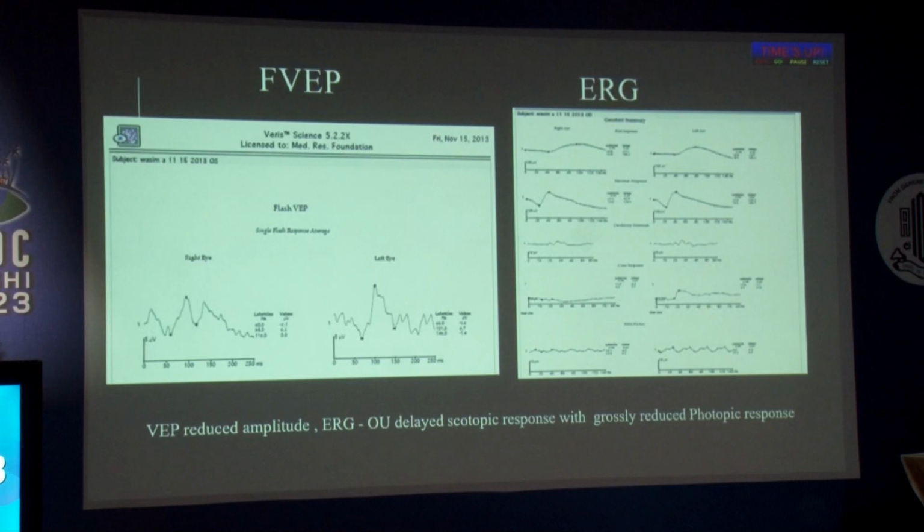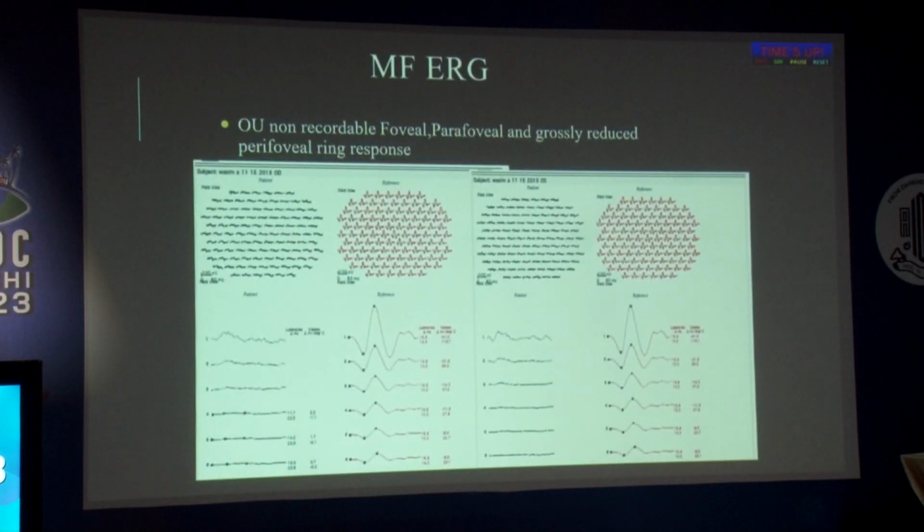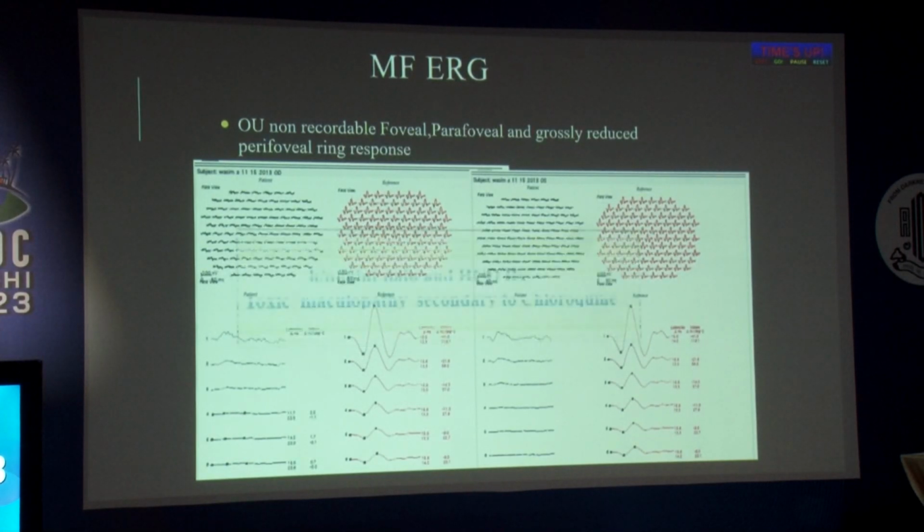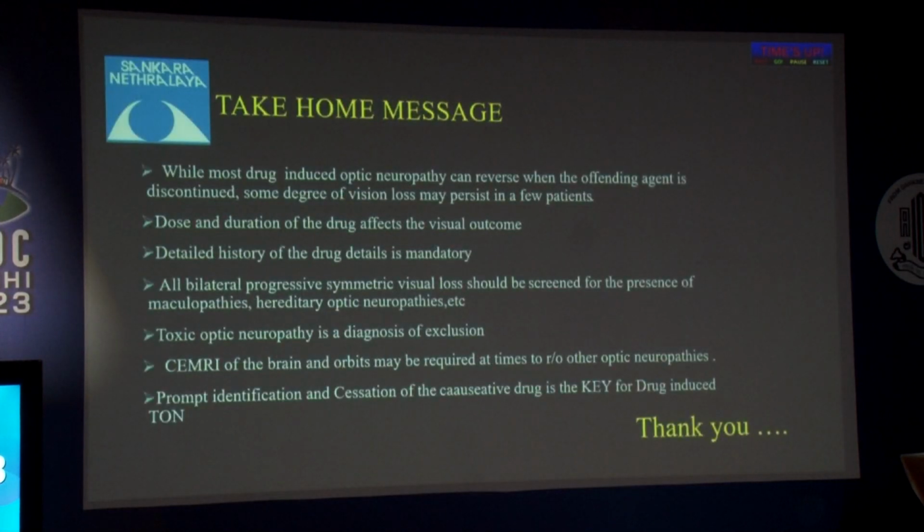Her VEP was also having a reduced amplitude, and that's the ERG. She had a bilateral gross reduced scotopic and photopic responses, and MFERG is also showing a gross foveal parafoveal response reduction, and that's when she gave this history. She was on chloroquine for a longer period. She was having frequent episodes of fever and joint pains, and that's the chloroquine toxicity of the macula and not an optic neuritis. So remember, differentiate all these factors.